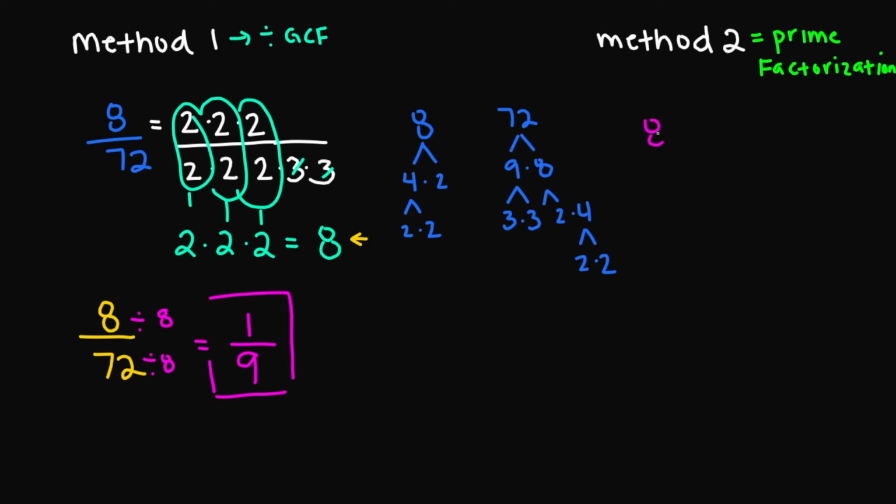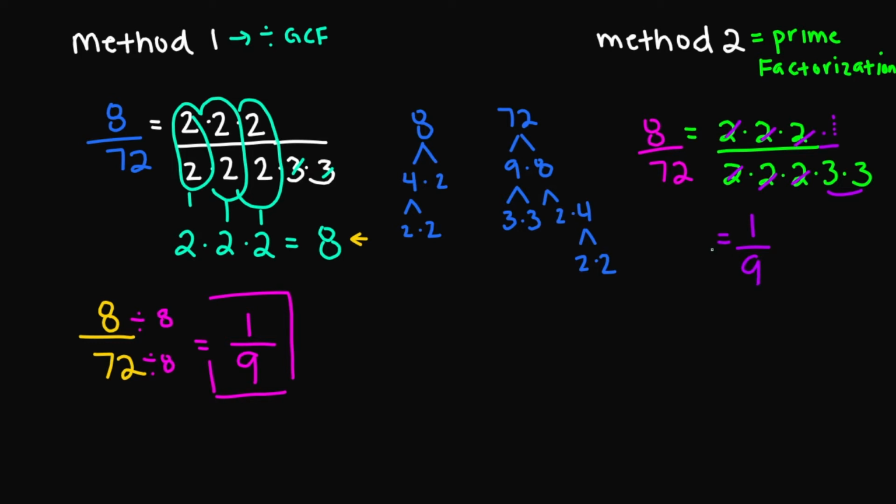So if you did method number 2, we have 8 over 72 here. My 8 is 2 times 2 times 2, and then 72 is 2 times 2 times 2 times 3 times 3. All right, so I'm going to cancel out my common factors. So I can cancel out my 2's here, I can cancel out another 2 and another set of 2's. Don't forget though, you do have your imaginary 1 here in the numerator. So my numerator is going to be 1, and then in your denominator, we're left with 3 times 3, and that's going to give us 9. So if you did method 2, your answer is going to be 1 over 9 as well.